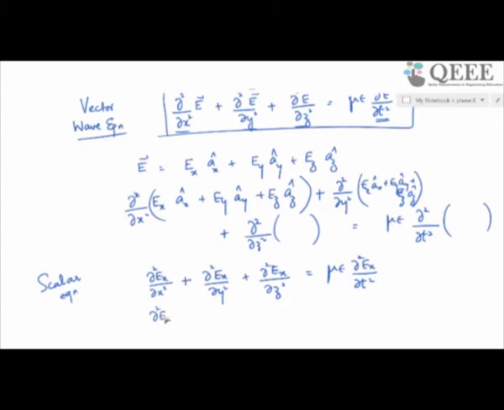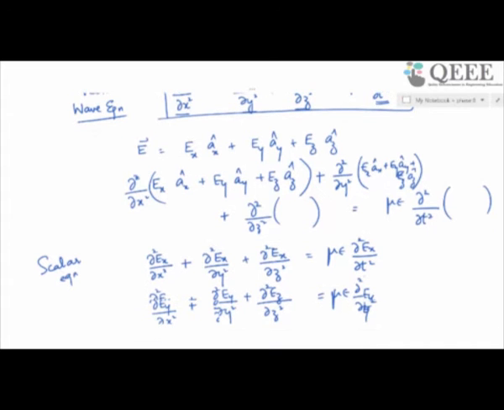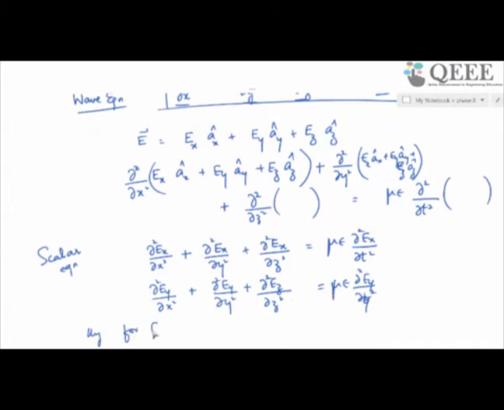Similarly, you can have equations for the Ey component. So, independently the x component, y component and z component are satisfying your wave equation. Similarly, just like how we wrote for the x and y components, similarly for the Ez component. So, each component of the electric field is satisfying the wave equation.